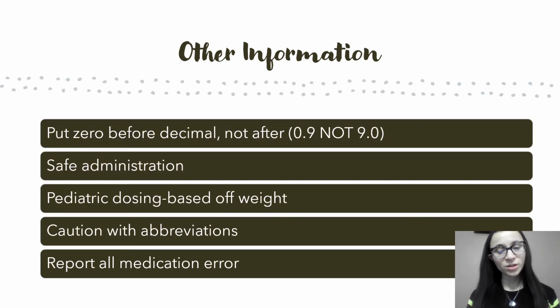So here's some other information related to pharmacokinetics and medication. You always want to put a 0 before the decimal, never after. So for example, 0.9, but never do 9.0. Safe drug administration, I went through that in the other video. You should know that pediatric dosing is based off weight. So it's not a standard dose for everybody, it's based off weight. You want to be cautious with abbreviations because those could be misinterpreted, leading to medication error. You want to report all medication errors.